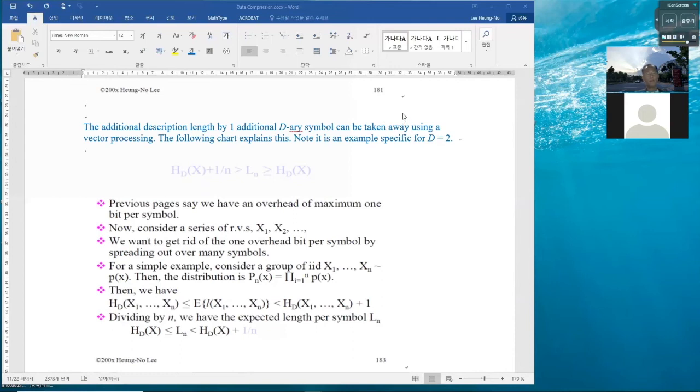So instead of treating the source symbol by symbol, if we use vector processing, we consider a group of symbols all together as a vector, and then apply source coding to each vector. Then we can get rid of the 1 additional D-ary symbol. So this is what we are aiming to show in this slide. And then we can just follow through the development.